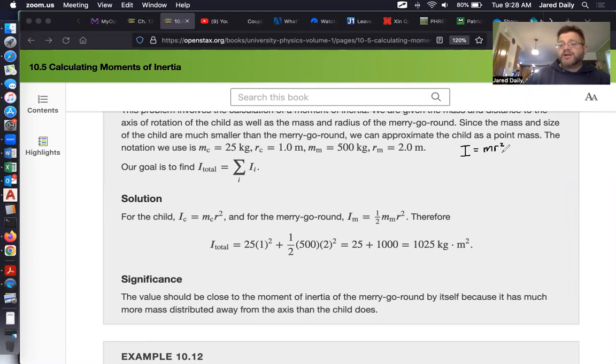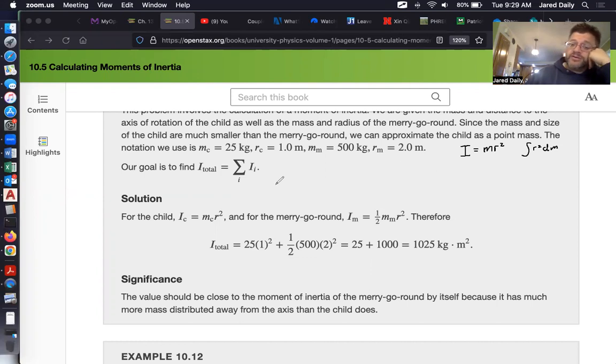And we also learned that we can calculate this using an integral, and the integral ends up looking like this, where we're going to integrate over a shape, and we're going to integrate r squared dm, right? So we learned that already also.